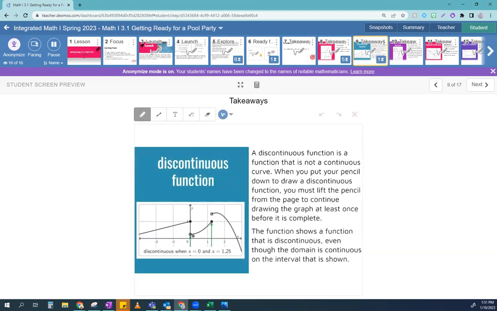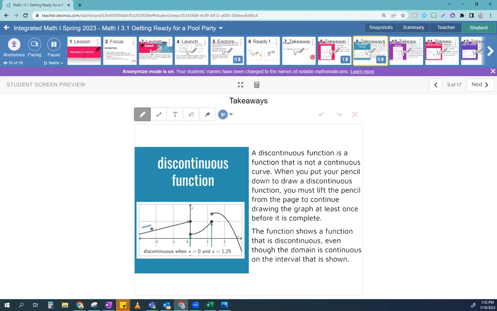This one says discontinuous. Do you guys all see this break right here? That's discontinuous. A discontinuous function is a function that is not continuous. When you put your pencil to draw it, you have to lift your pencil up to continue. The function shows a function that is discontinuous, even though the domain is continuous on the interval that's shown. So Ms. Johnson, you can have a domain being continuous, but your graph being discontinuous. So this is an example of that.